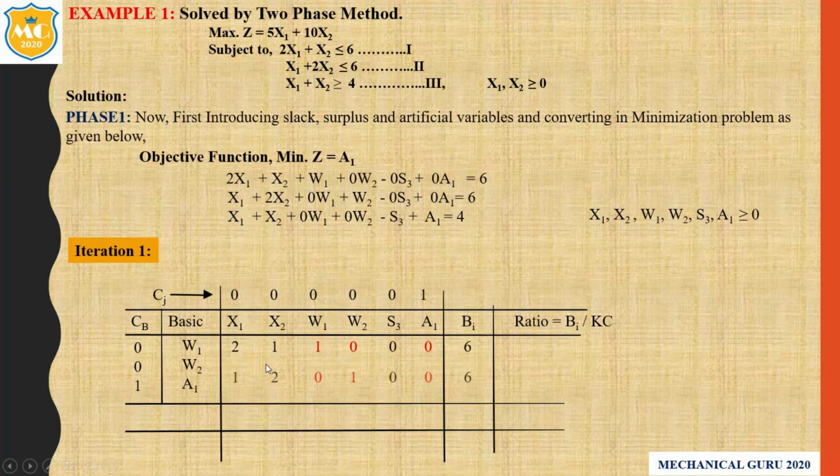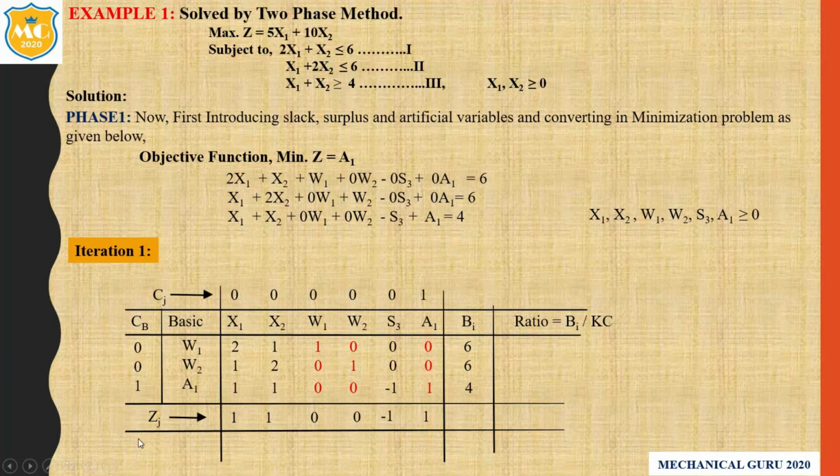Similarly for the second and third. Clear? Now here we have to find out the zj value. So how to find out? Just simple, this into this plus this into this plus this into this, means 0 into 2 plus 0 into 1 plus 1 into 1. So here we get the 1. Similarly here 0 into 1 plus 0 into 2 plus 1 into 1, so again 1. Similarly other 0, 0, minus 1, 1.